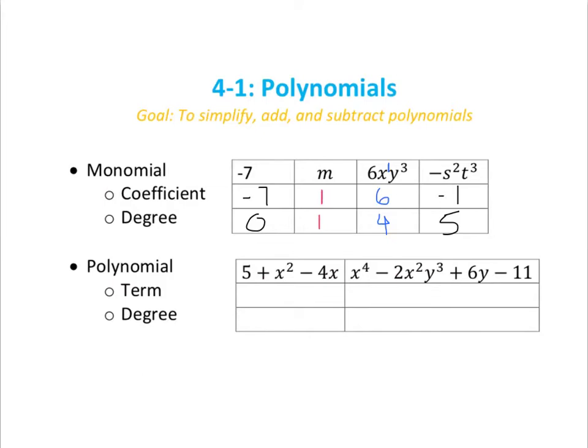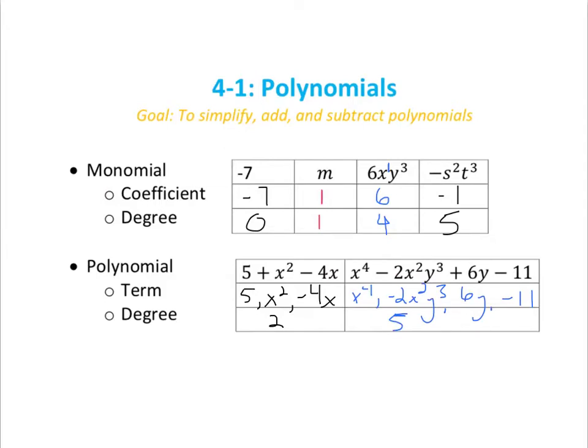So let's do this first example. Terms for this first one are just 5x squared and negative 4x. The degree of 5 is 0, the degree of x squared is 2, the degree of negative 4x is 1, so the largest out of those is 2. And the second one. Okay, so we've got our terms: x to the 4th, negative 2x squared y cubed, 6y, negative 11. From there, we've got to find out the degree of all these. x to the 4th has degree 4, the negative 2x squared y cubed has degree 5, 6y is 1, negative 11 is 0. Largest out of all that, 5.